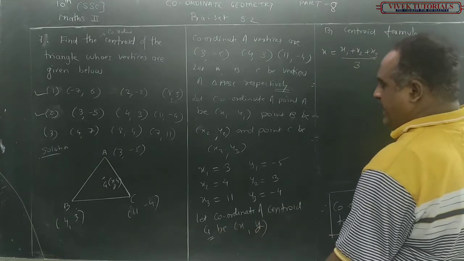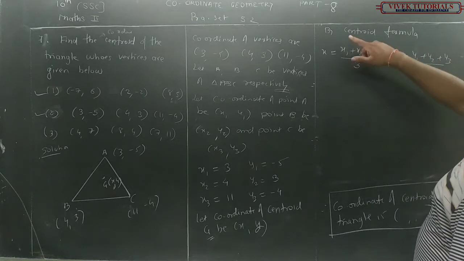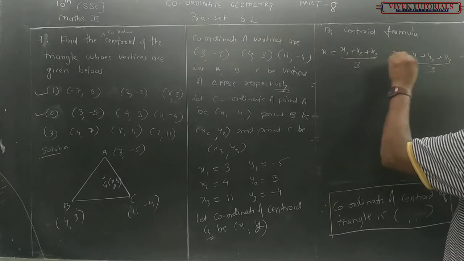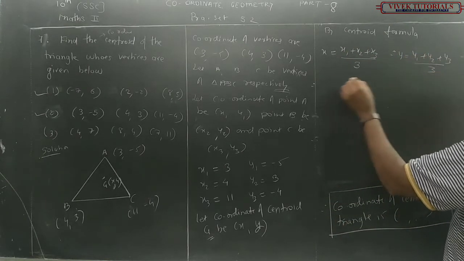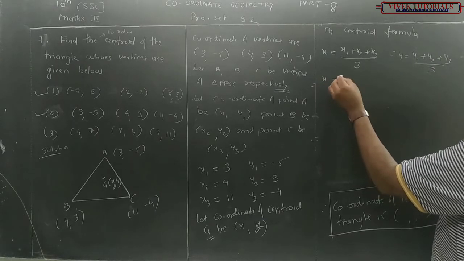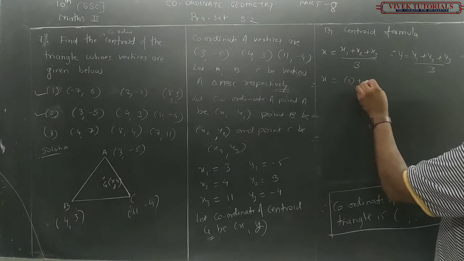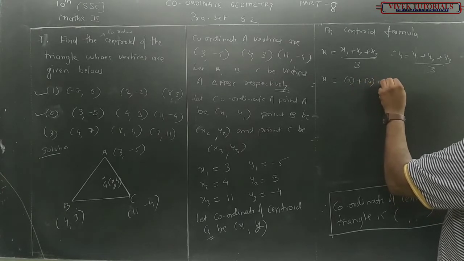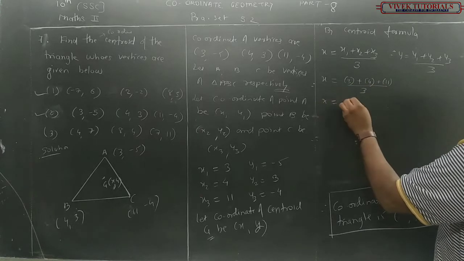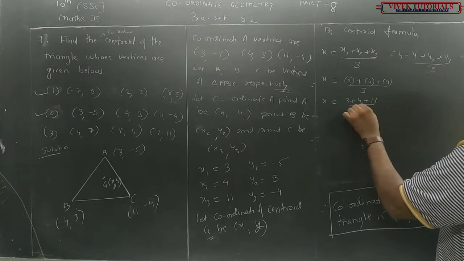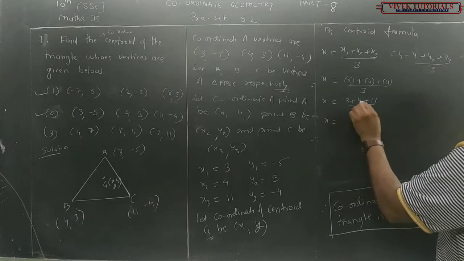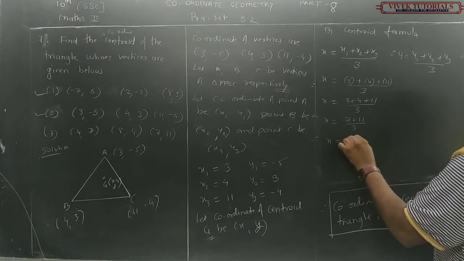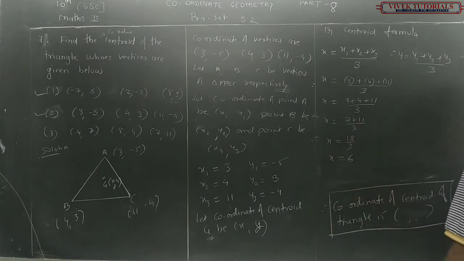What coordinates will we take for it? x, y. So which formula are we going to use? Centroid formula. What is the centroid formula? x is equal to x1 plus x2 plus x3 upon 3, y is equal to y1 plus y2 plus y3 upon 3. So x is equal to 3 plus 4 plus 11 upon 3. x is equal to 7 plus 11 upon 3. x is equal to 18 upon 3. x is equal to 6.